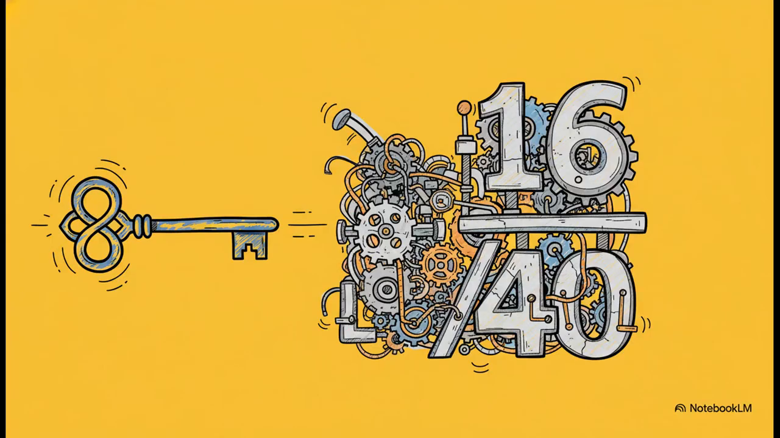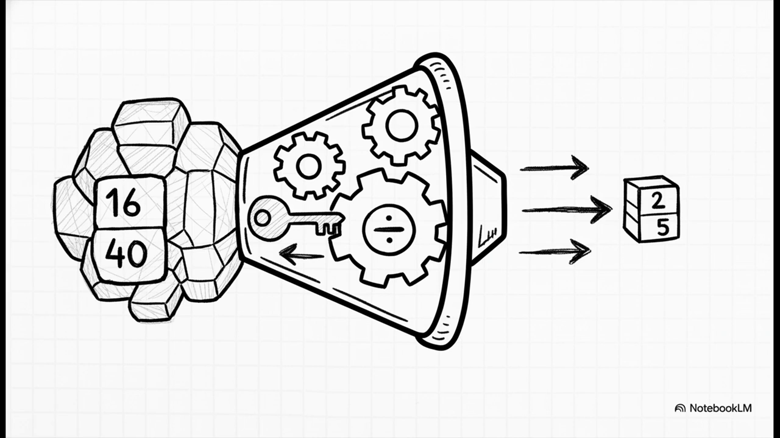Okay, we've got our key, so let's go unlock the simplicity hiding inside 16 over 40. And this is where the magic happens. We just take that HCF, which was 8, and divide both the top number and the bottom number by it, and boom! 16 over 40 cleans up really nicely into 2 over 5. It's the exact same value, just in a much simpler package.